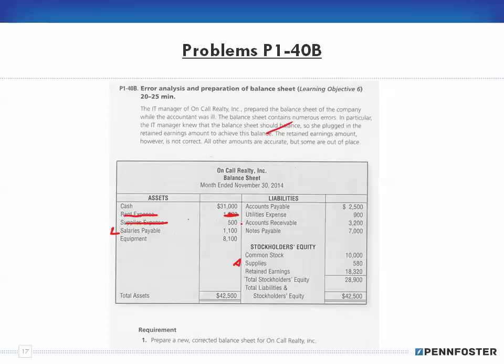Supply expense does not belong here. Utility expense does not belong here. They should all go. Okay.